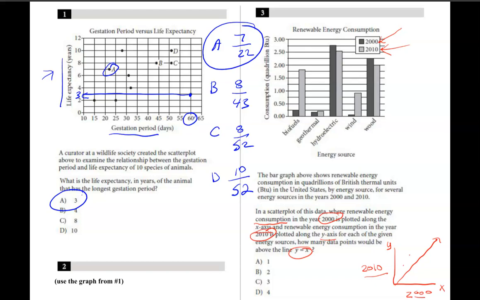how many of the data points? So it looks like for biofuels, 2010 is larger, so there's one. Geothermal, 2010 is larger, so there's another one. Hydroelectric is not one, okay, because 2010 is smaller, so that dot would be below the line somewhere. Wind is larger, and wood, so there's wind, and wood is not. So it looks like we have a grand total of 3, so the correct answer there is C. Kind of an awkward question.